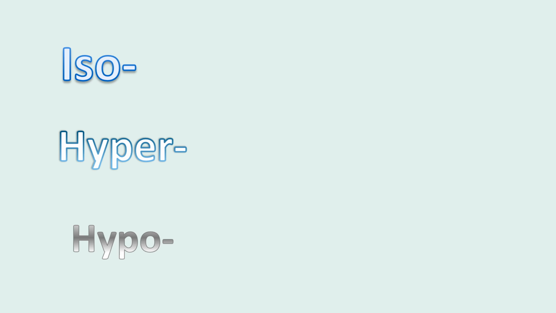Okay, so for your notes, what do we need to know? We do need to know these three terms, okay? So iso, hyper, and hypo. We're going to be using it in the next slide in reference to tonics. So that is not the drink tonics.